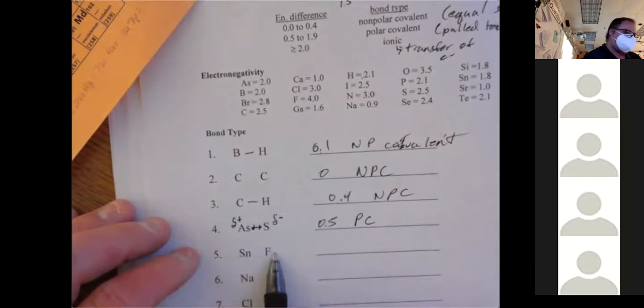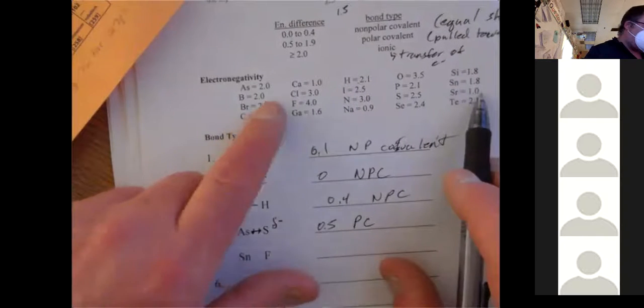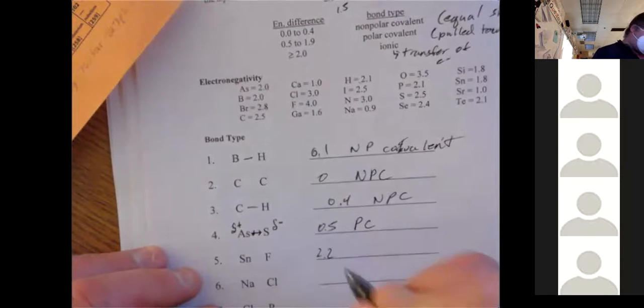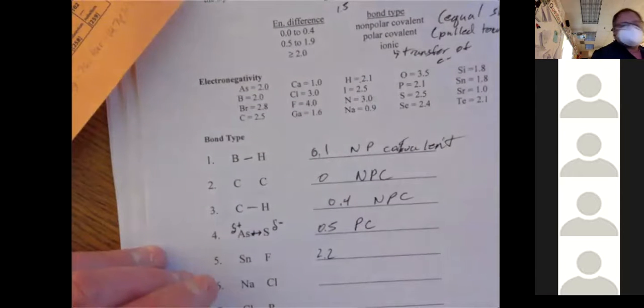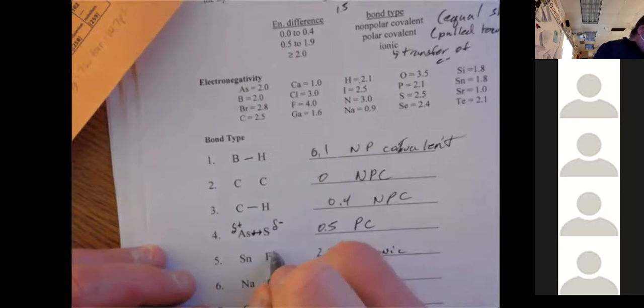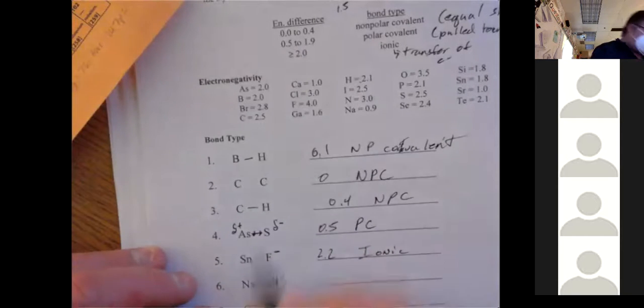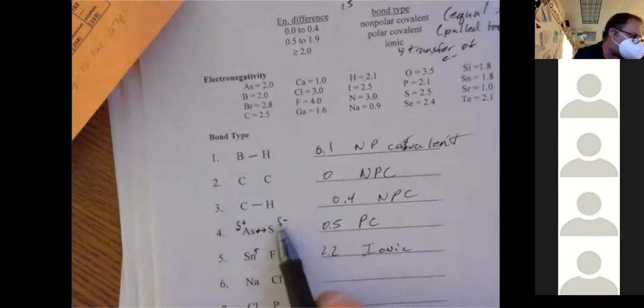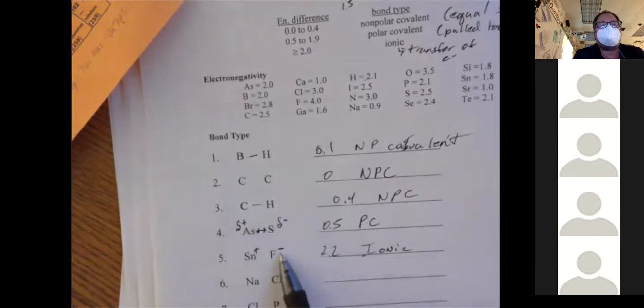Tin and fluorine, the difference there is 2.2. So we are above 2. So this is ionic. That means that fluorine has taken the electrons away from tin. So instead of being partially charged, we have a full negative sign and a full positive sign.